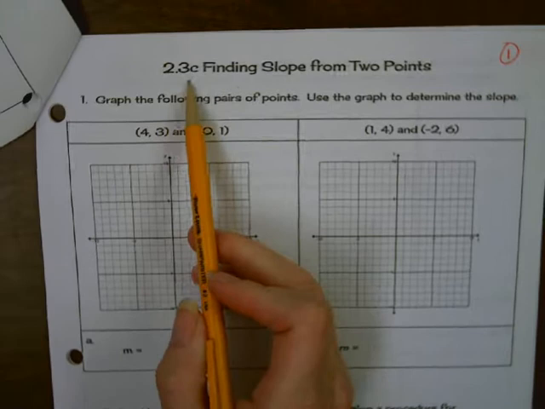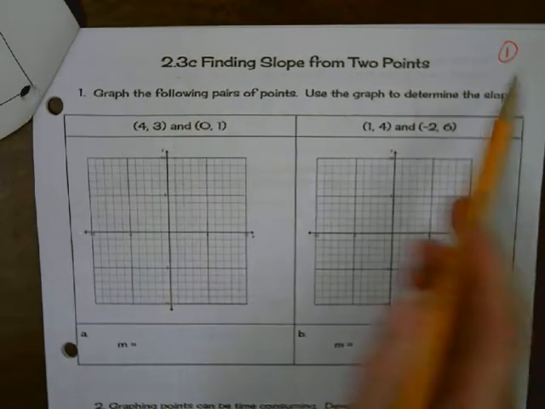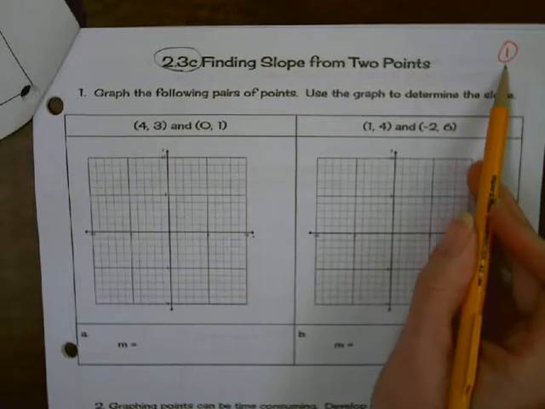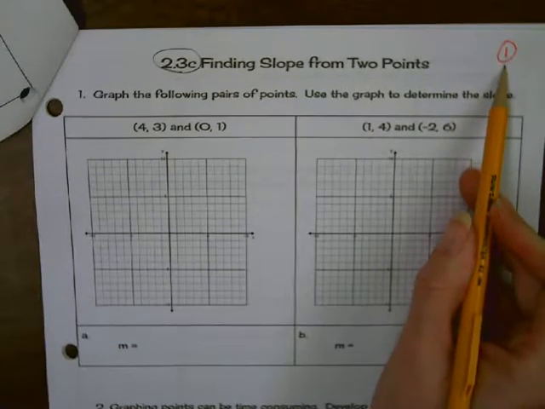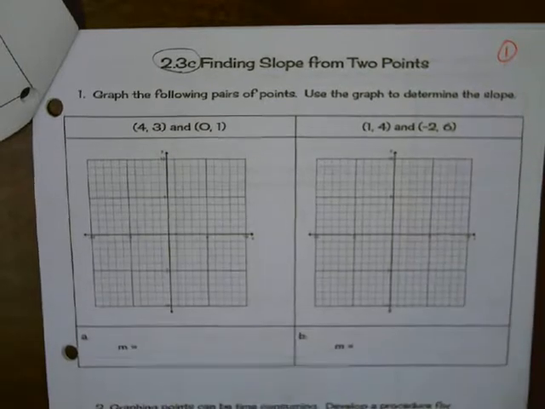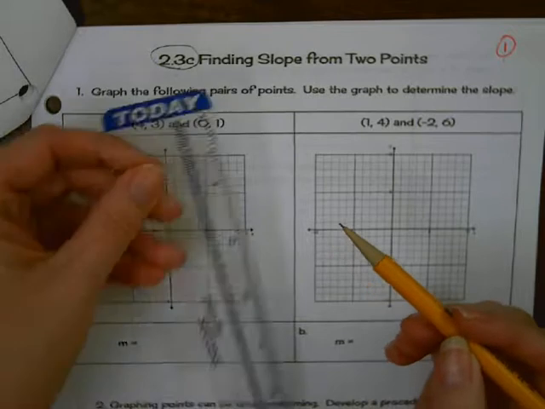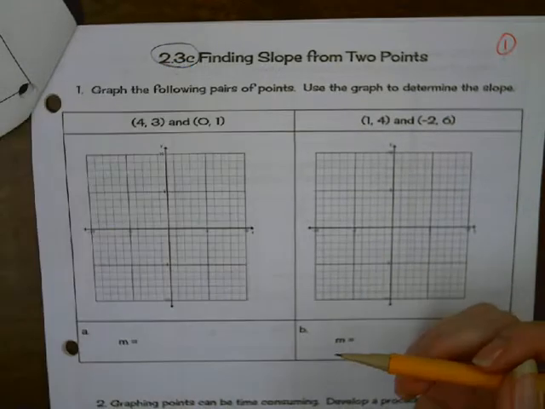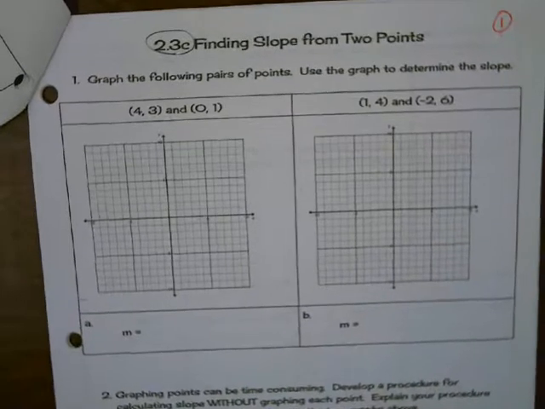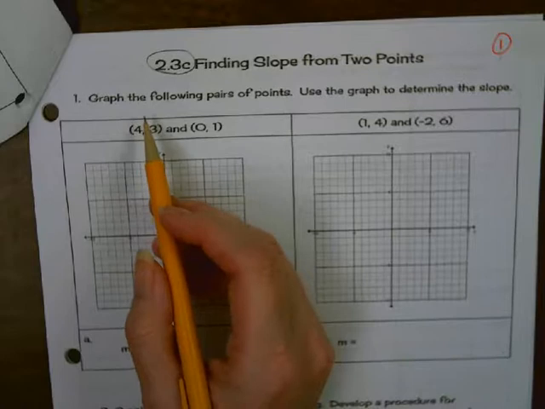2.3c, finding slope from 2 points. I labeled our page numbers for this lesson. We're going to do 5 pages during our video. We are going to first start by making sure you have a pencil and a straight edge and any highlighters or colored pencils or ink pens that you want to use. Pause the video if you do not have your supplies ready.